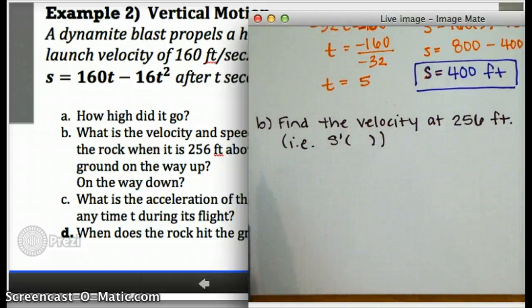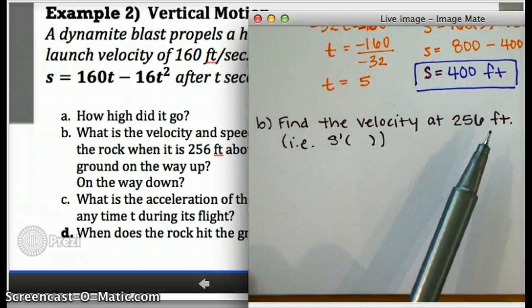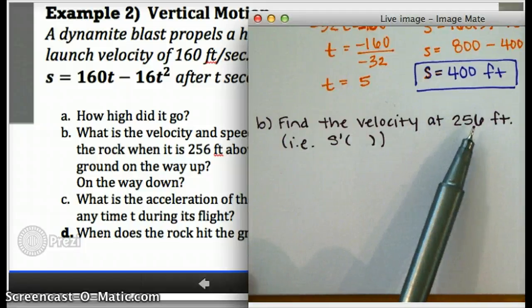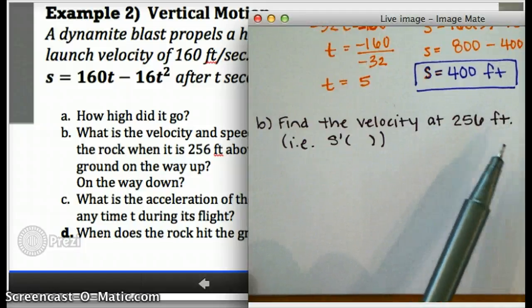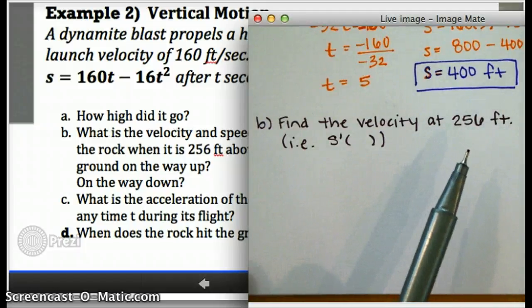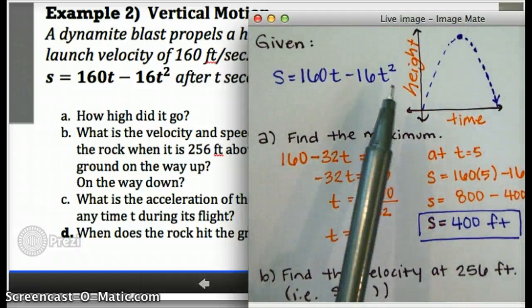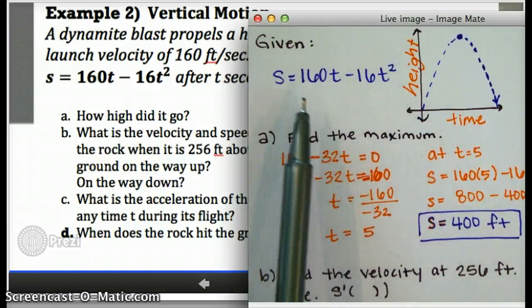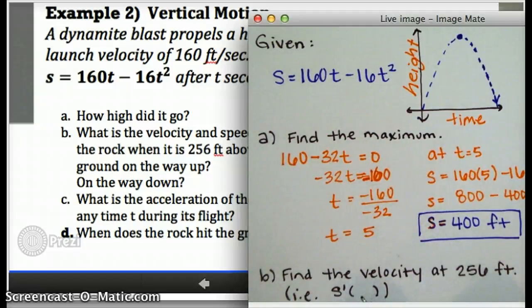Well, listening to what the question's asking, it's saying the velocity at 256 feet. There must be some time when the rock is 256 feet high. And this number being a height makes me think of the original equation, because the original equation is the height equation. So if I could just figure out what value of t would make this original equation equal 256, then I would know what value of t to plug into my derivative for B. Well, what I just described was the process of setting up an equation, and that's going to be the first step in part B.